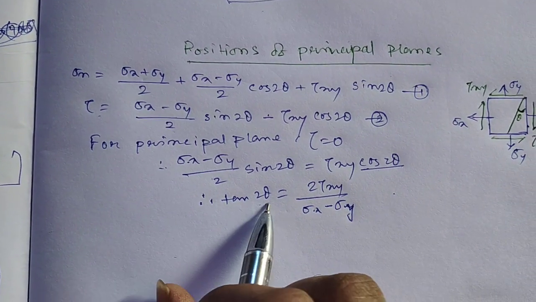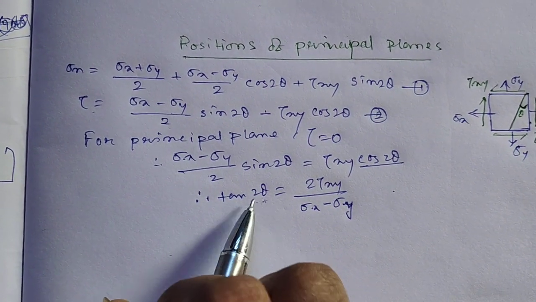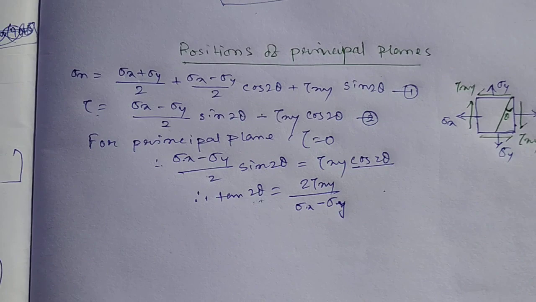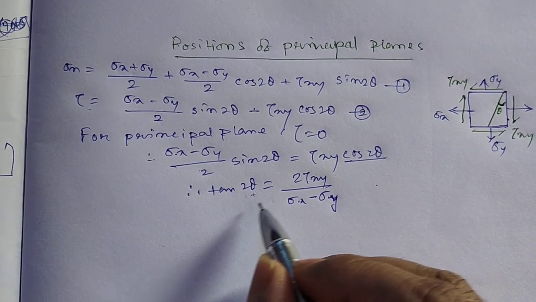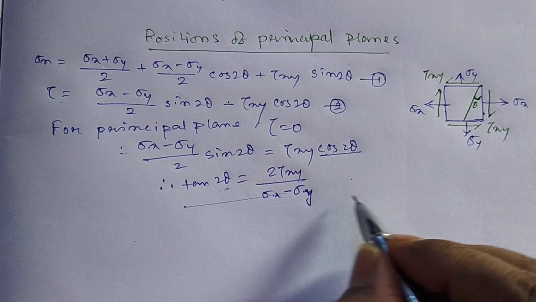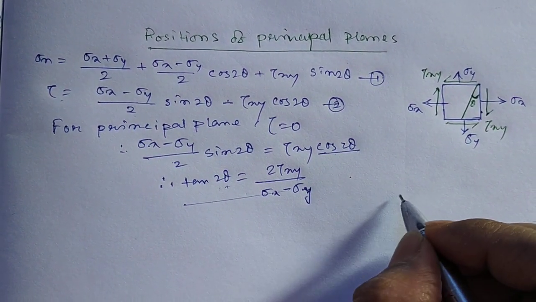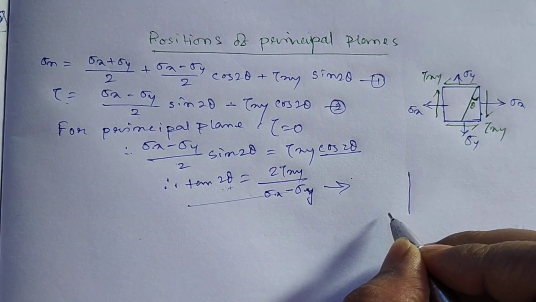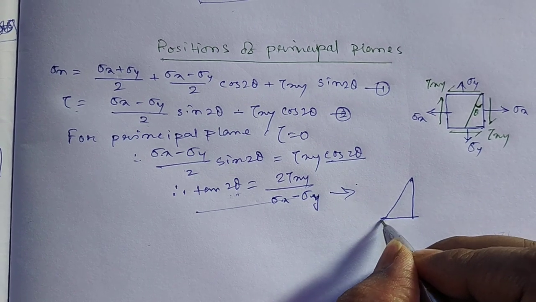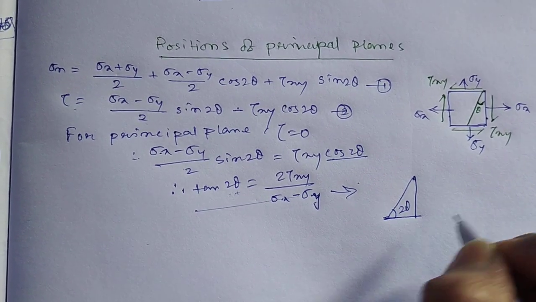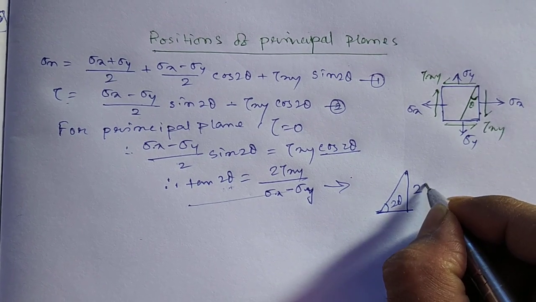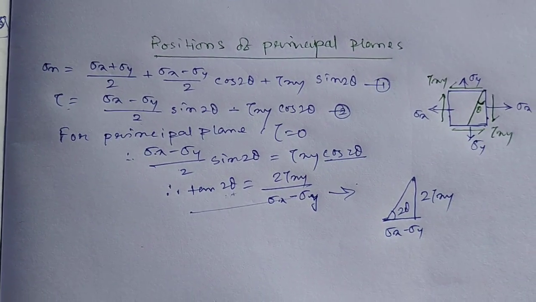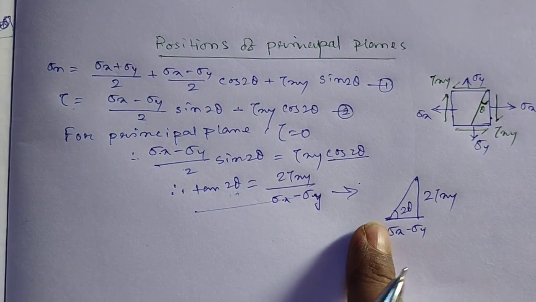Now theta is what? Theta is a position of a plane which is having shear stress equal to 0. That means this is the position of the principal plane, right? Now if you consider this equation, you can say this gives a triangle, which is having this angle 2 theta, the height equal to 2 tau xy and the base equal to sigma x minus sigma y, right? You can see this, right?